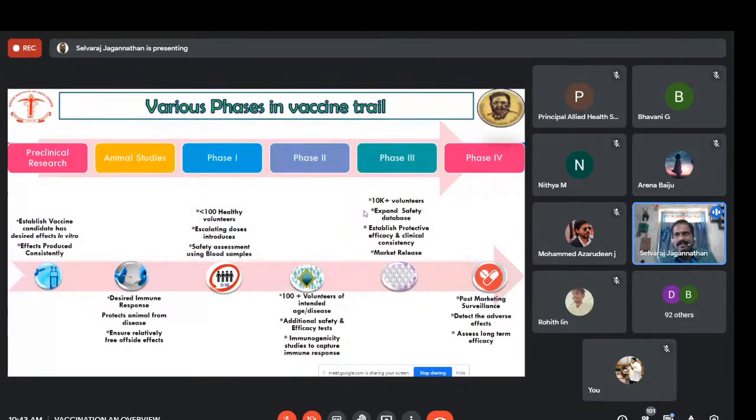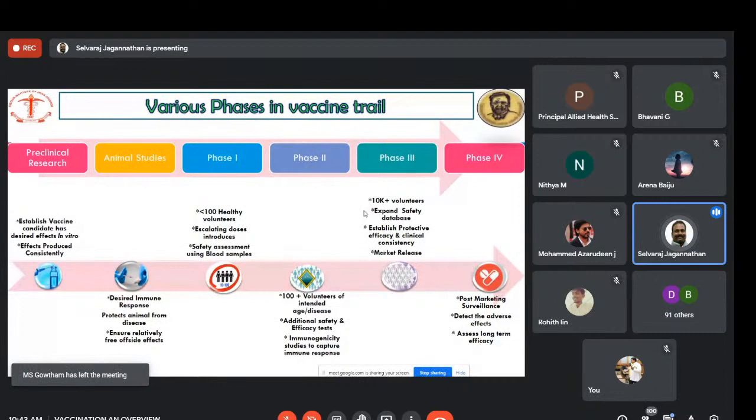6 months back, people saw a lot of news about a vaccine being in a phase 1 trial or phase 2 trial, or a preclinical trial. What is meant by clinical trials? Here you can get the information. Preclinical means we establish that the vaccine candidate has the desired effects in vitro, in laboratory conditions. Here we make an effort to produce it consistently, so the same kind of results happen in continuous runs, like the 1st run, 3rd run, 4th run, and so on. Once we get a very good result in vitro, we move to in vivo.